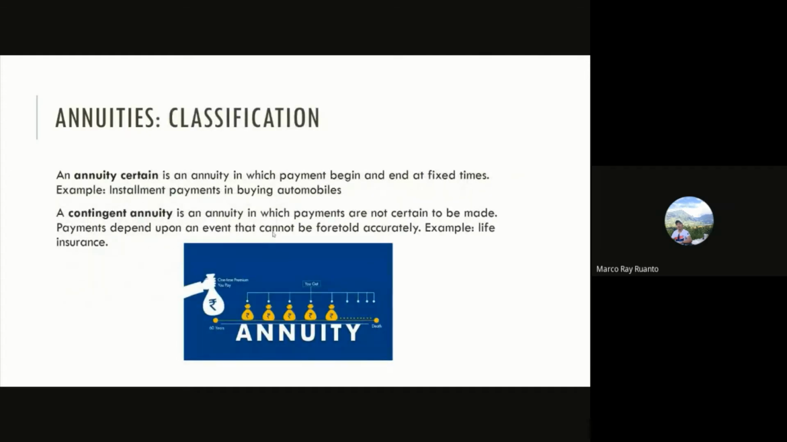so here are some classifications of annuities. First, annuity certain, meaning the payments begin and end at fixed times. An example is a car loan. The payments have a fixed start and a fixed end, and are paid by month or by quarter.